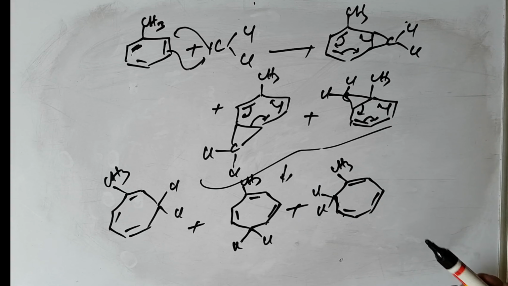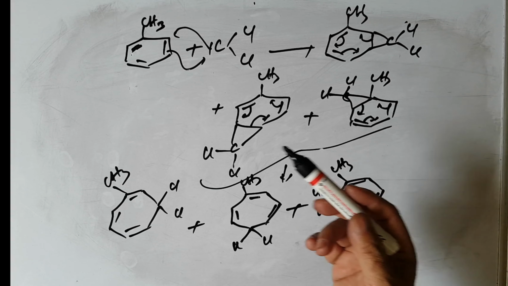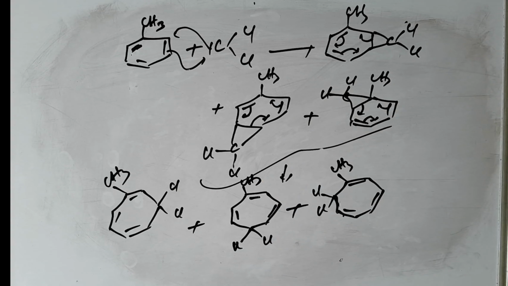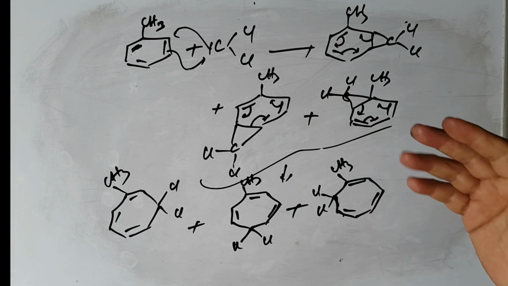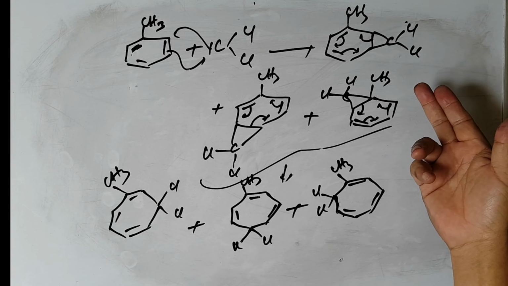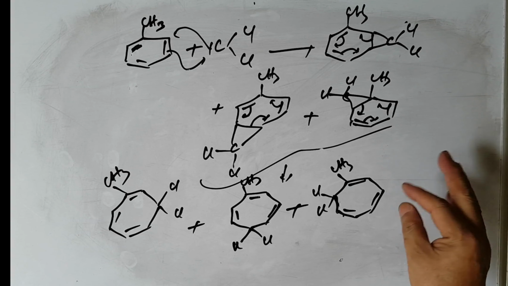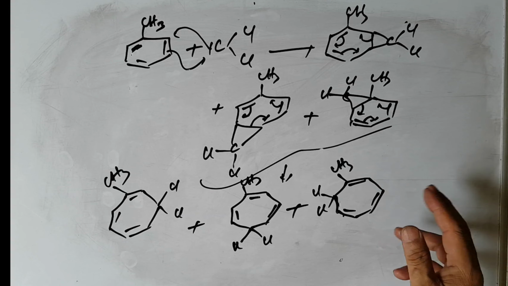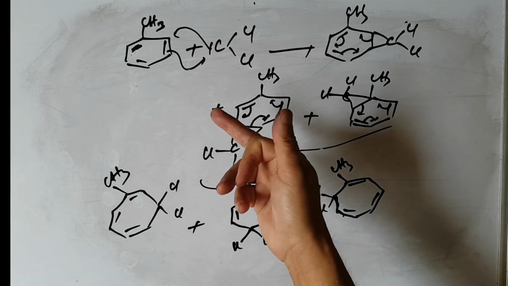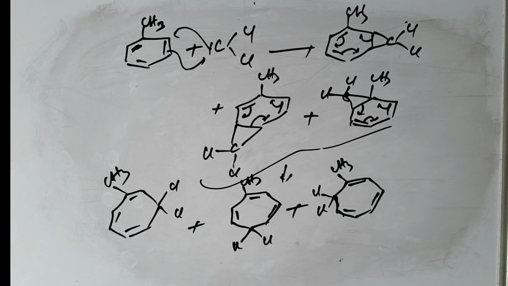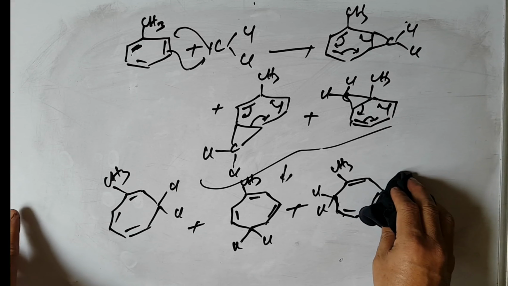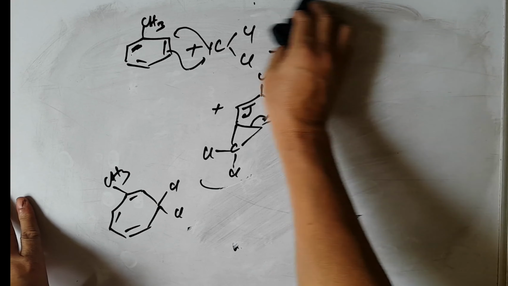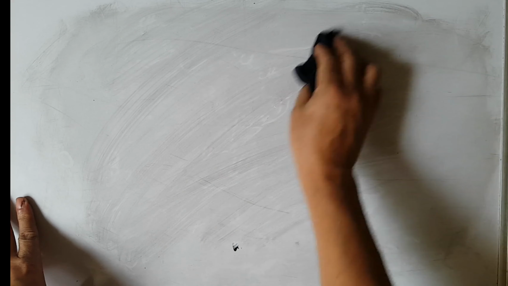So what I want to say is that in the addition of these carbenes to aromatic compounds, if the fused cyclopropane ring forms, then it undergoes rearrangement, or you can say ring expansion takes place. So toluene gives three products, and pyrrole gives one product. Ring expansion takes place. So this is about it. Now let's come to the rearrangement of carbenes. These are all about the addition reactions of carbenes to aromatic compounds, double bonds and triple bonds.